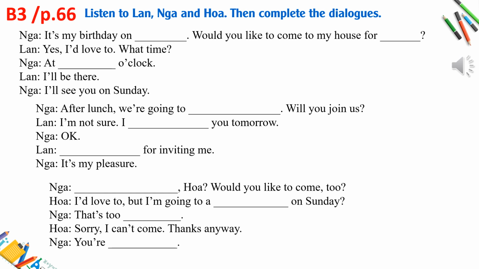It's my birthday on Sunday. Would you like to come to my house for lunch? Yes, I'd love to. What time? At 1 o'clock. I'll be there. I'll see you on Sunday. After lunch, we're going to see a movie. Will you join us? I'm not sure. I will call you tomorrow. Okay. Thanks for inviting me.